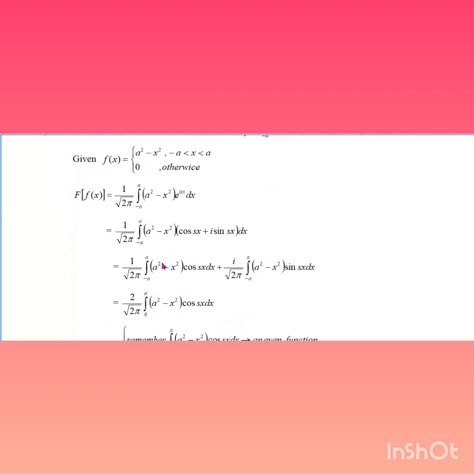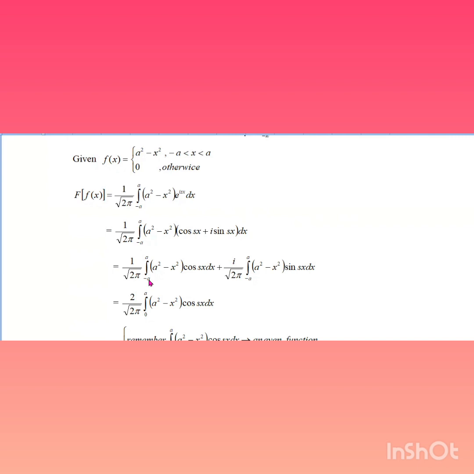So capital F of small f of x is equal to 1 divided by root 2 pi integral over the limit minus a to plus a, a square minus x square into e power isx dx. So 1 divided by root 2 pi integral over the limit minus a to plus a, a square minus x square, e power isx can be written as cos sx plus i sin sx into dx. In the next step, you can separate into two integrals.